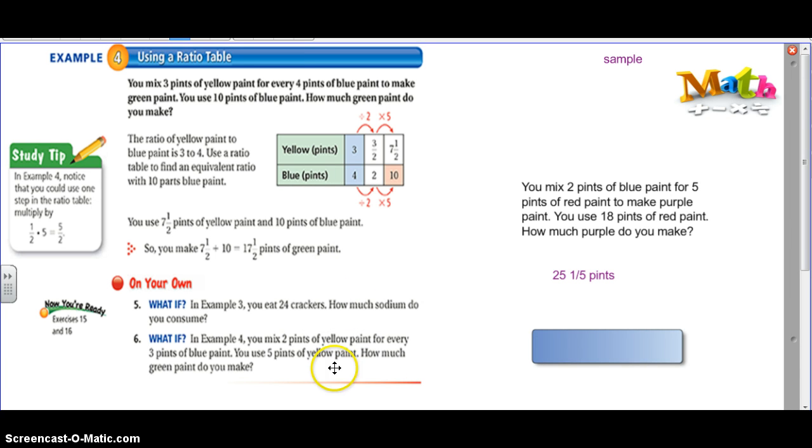Now do the on your own in example 4. You have the example 4 on your own. When you're done, please check your answer in the book.